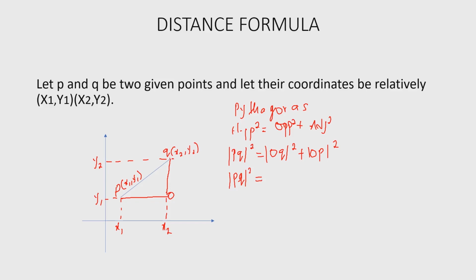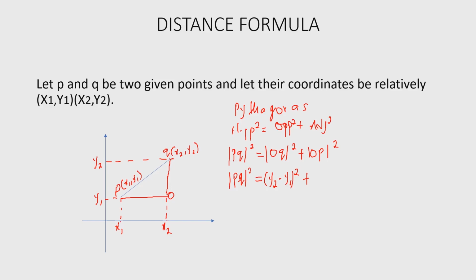Now OQ is the distance between this point and this point. Now this point, when you look at it to this side, is your y2, right? And point O is what? Is y1. So you can call it y2 minus y1 squared. Okay, then plus OP, that is the distance between this point and this point, right? So this point is x2, and this point is x1, isn't it?